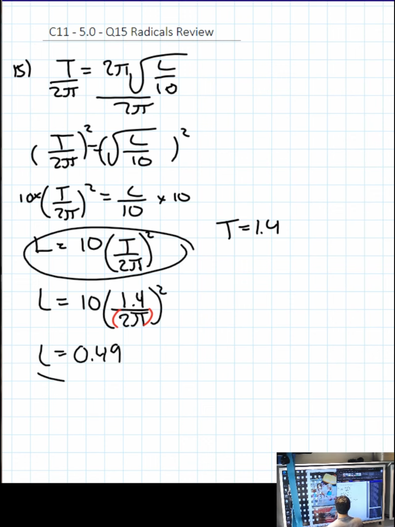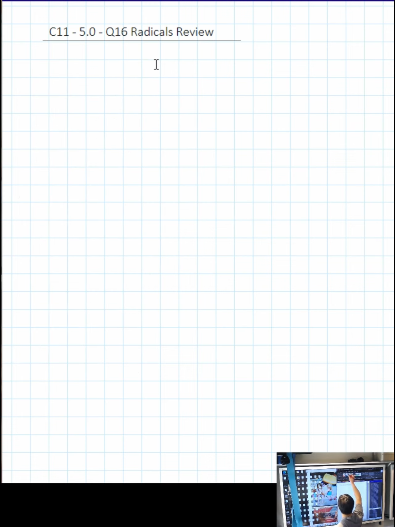So that is going to be our answer for the isolated length of the pendulum. Great. Okay, so we have number 16. We have a square with a circle inscribed.